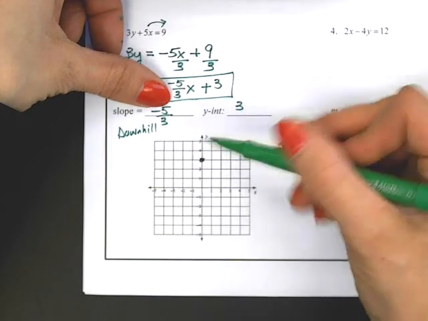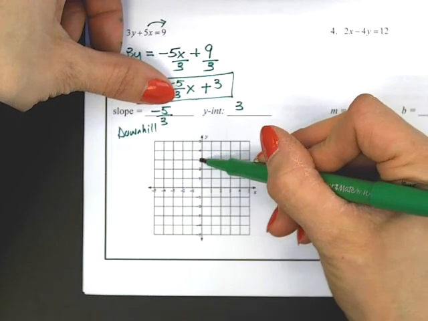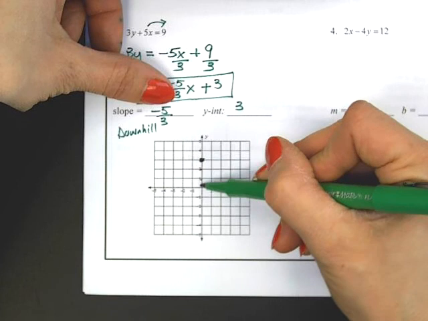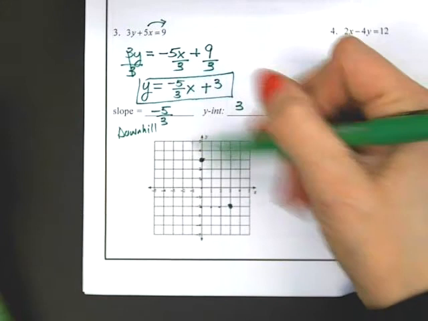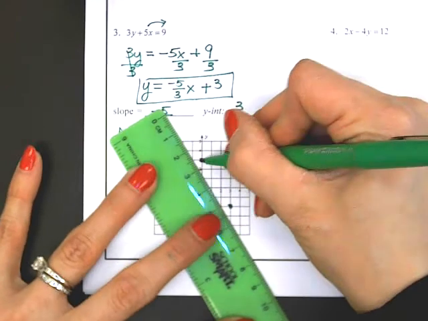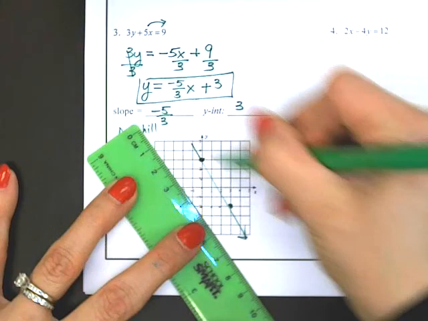It's going downhill. Let's go down 5. 1, 2, 3, 4, 5 over 3. 1, 2, 3. Does this look good for a downhill line? Absolutely. Draw your line with the arrows.